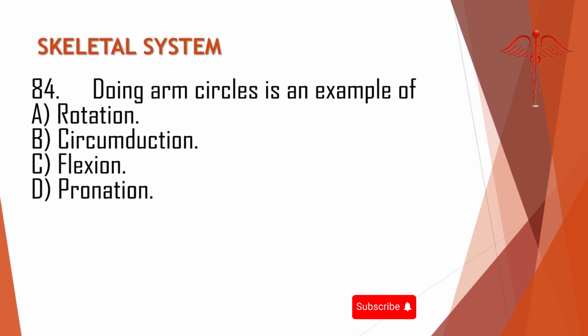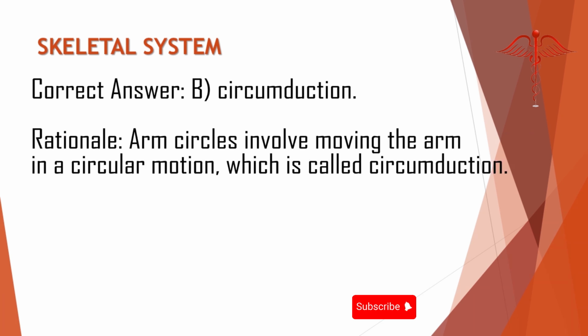84. Doing arm circles is an example of A. Rotation. B. Circumduction. C. Flexion. D. Pronation. Correct answer, B. Circumduction. Rationale: arm circles involve moving the arm in a circular motion, which is called circumduction.